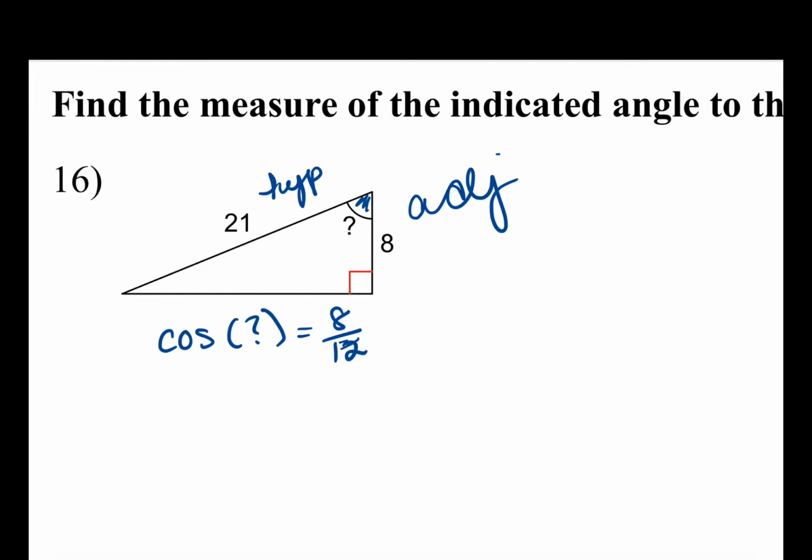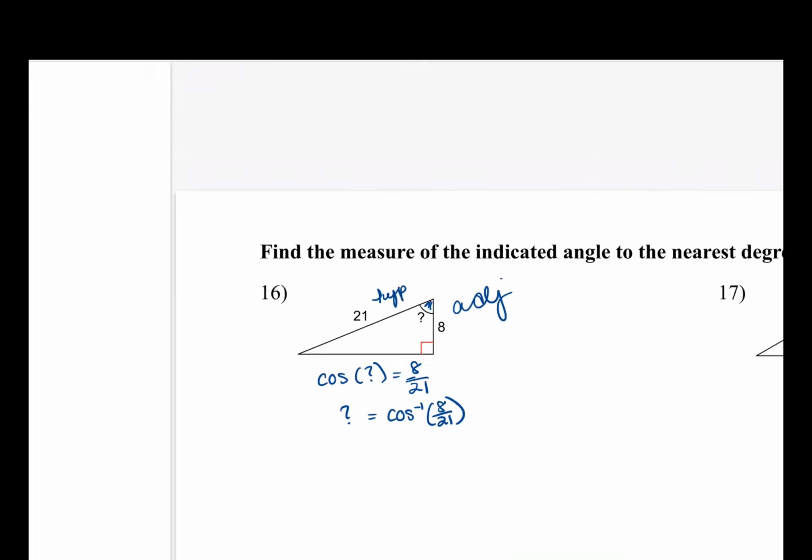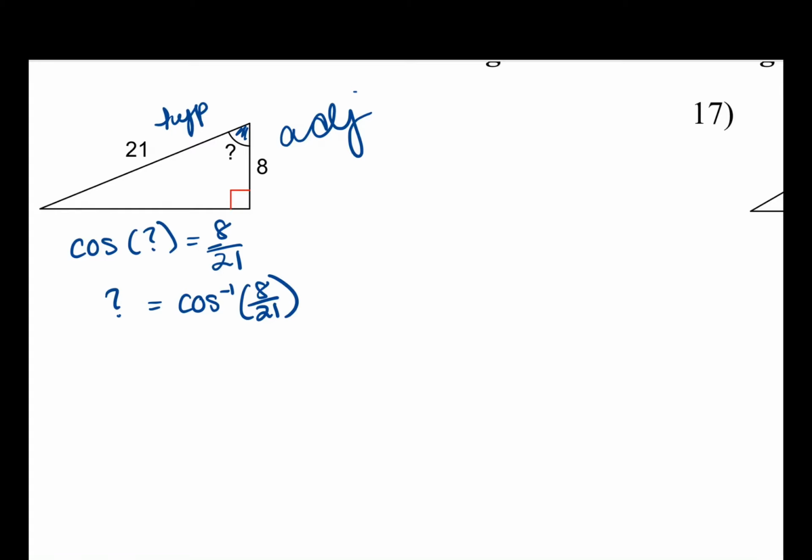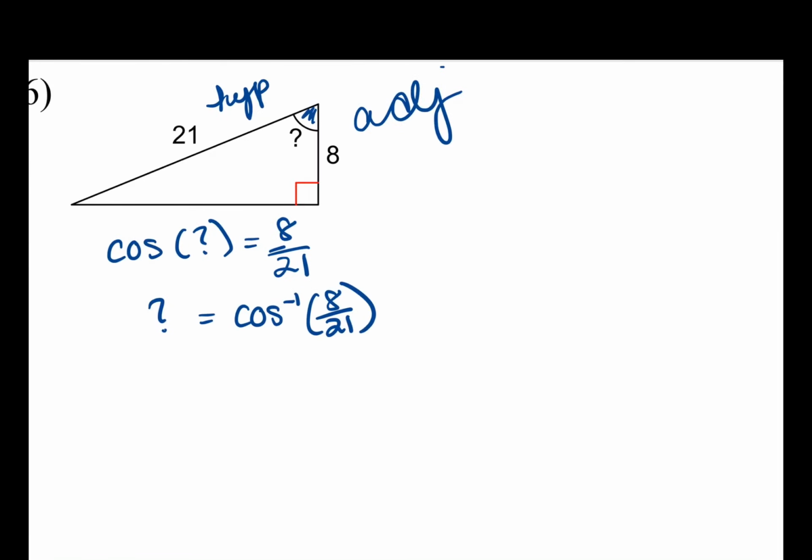Oh, that does not say 21. Sorry. So question mark then is going to be the inverse cosine of 8 over 21. Whenever you're given two sides and you need to find an angle, you want to do inverse cosine. And these directions say round to the nearest degree, so we're going to punch that in our calculator. And when we do, we end up with 68 degrees.